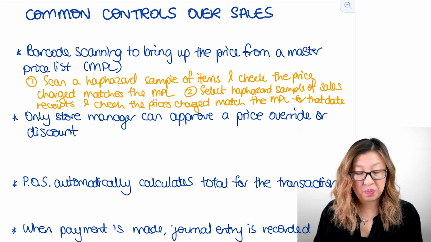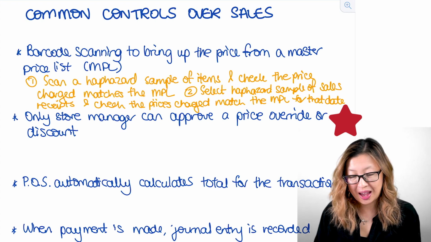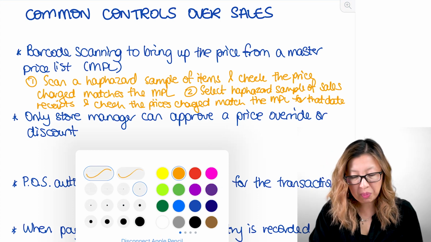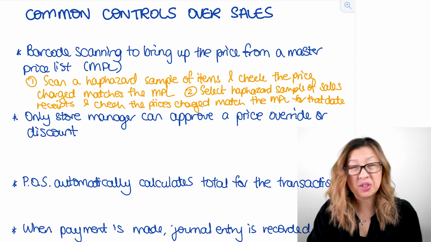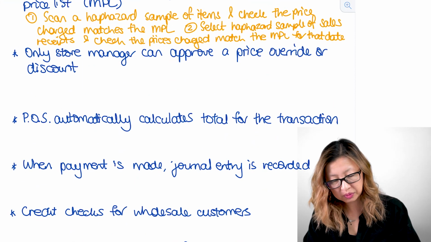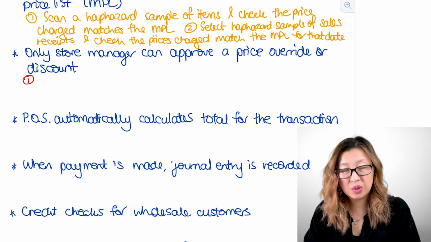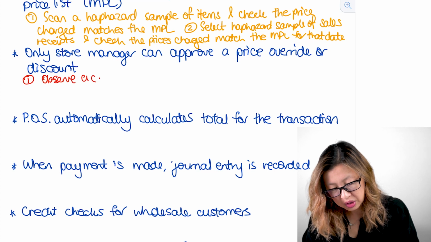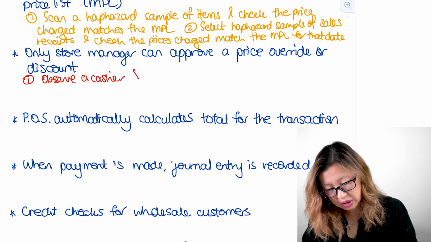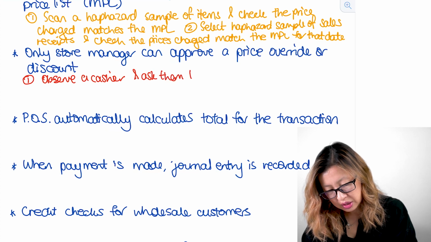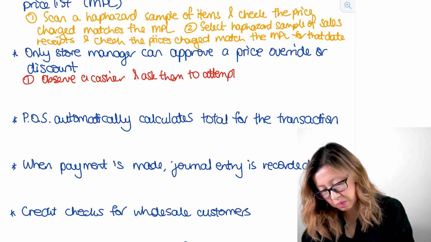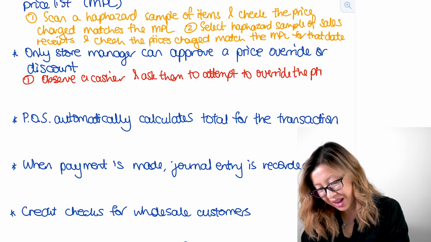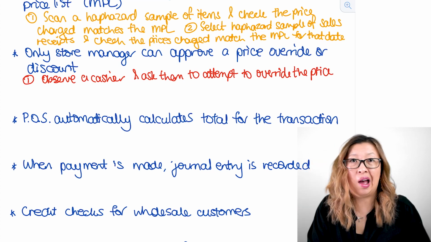Now the second test control I have is that only the store manager can approve a price override or a discount. So we've got a couple of different options here. Maybe I'll write this one in red so it's a little bit easier to see. So you could, first test would be to observe a cashier and ask them to attempt to override the price. And it shouldn't work. They just go, I can't do it.